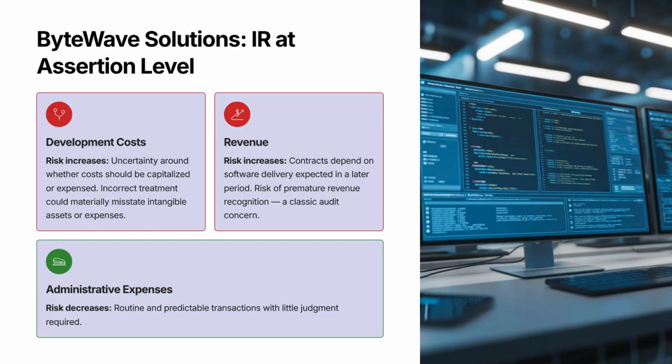Administrative expenses. These are routine and predictable. Because there's little judgment, the risk here decreases. These examples show how IR can go up or down depending on the nature of the account.